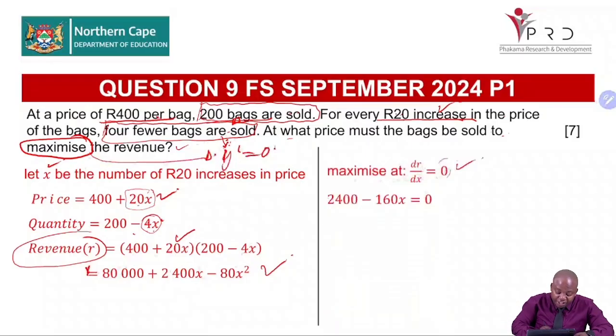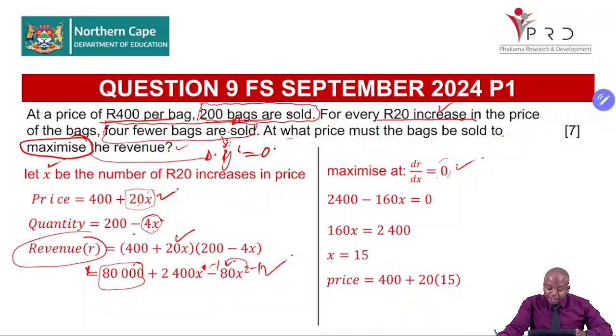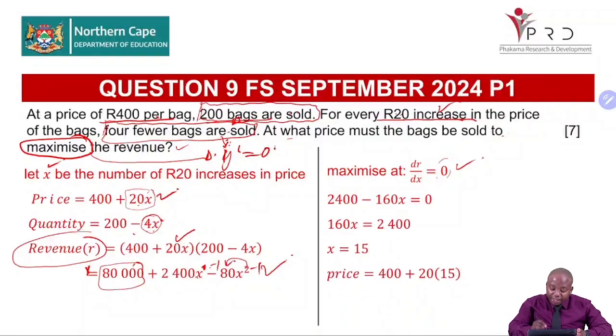So when we differentiate that, the 80,000 is going to fall away as a constant. Then X, there's 1 here. 1 times 2,400 is 2,400, minus 1. Then X to the power 0 is 1. So it's 2,400. Now 2 times negative 80 we get negative 160X, because this is going to be minus 1. Thereafter we can solve for X. Then 160X is equal to 2,400, and our X is going to be 15.